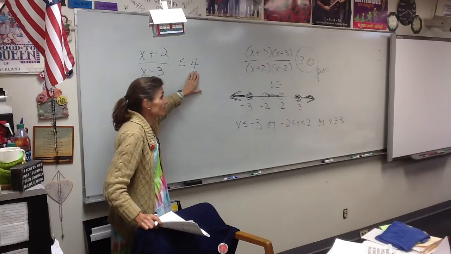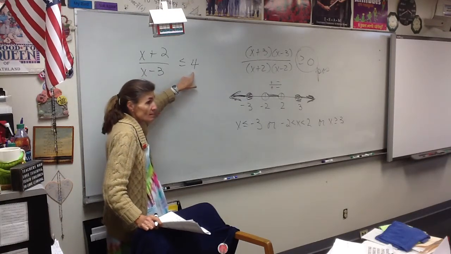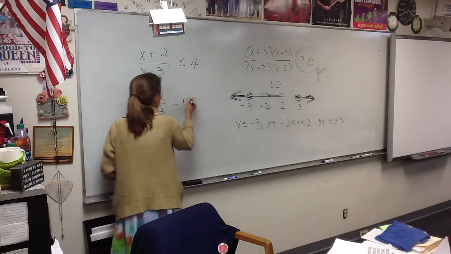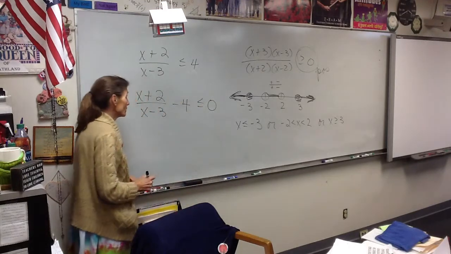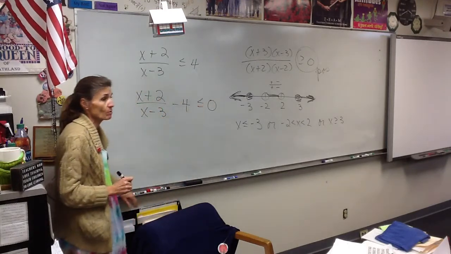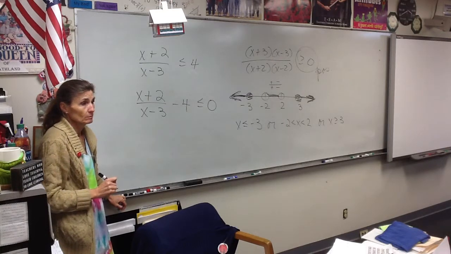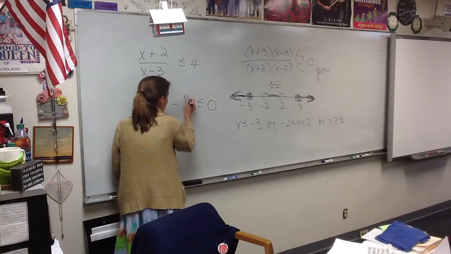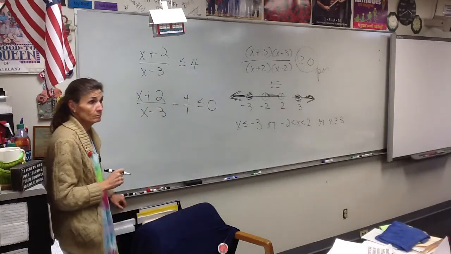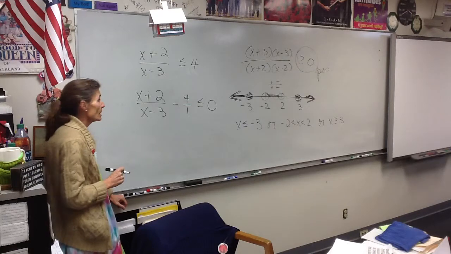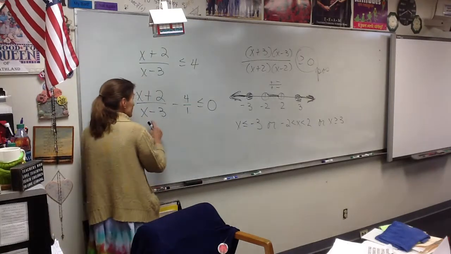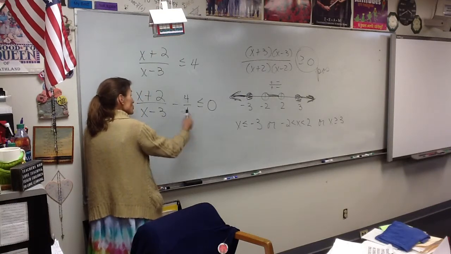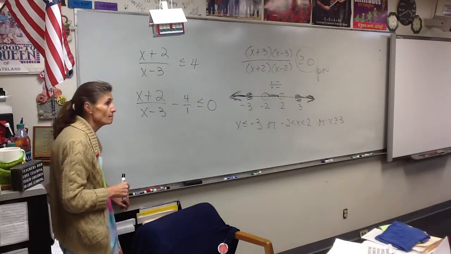We need this to be a 0. I'm going to say that again. That number has to be a 0. So we are going to subtract 4 so that we have a 0. Now, this 4 is 4 over 1. Would you agree with that? How in the world am I going to simplify this? I have this fraction minus 4 over 1. What am I going to do to get that simplified? John?